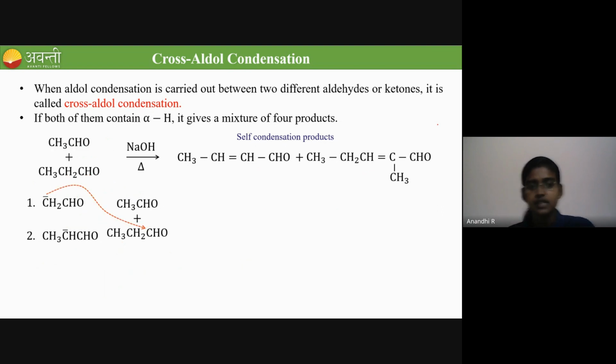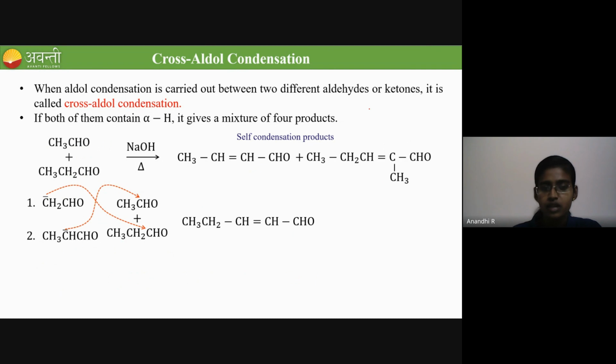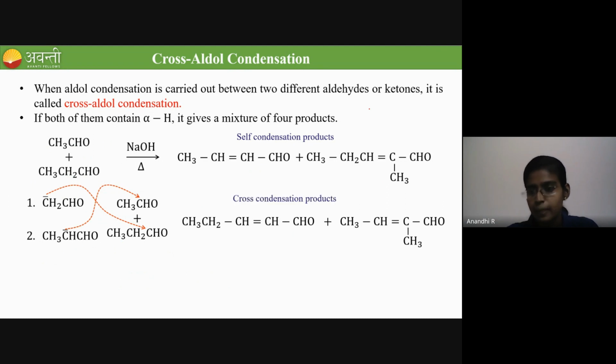And secondly, you do the cross aldol. That is, take the first ethanol and make it react with the propanol. You will get one product, that is this. Removal of oxygen from propanol and removal of hydrogen from ethanol leads to this product. And the 4th product will be of this combination, taking propanol and removing the hydrogen from ethanol. So this is how we prepare 4 different products.